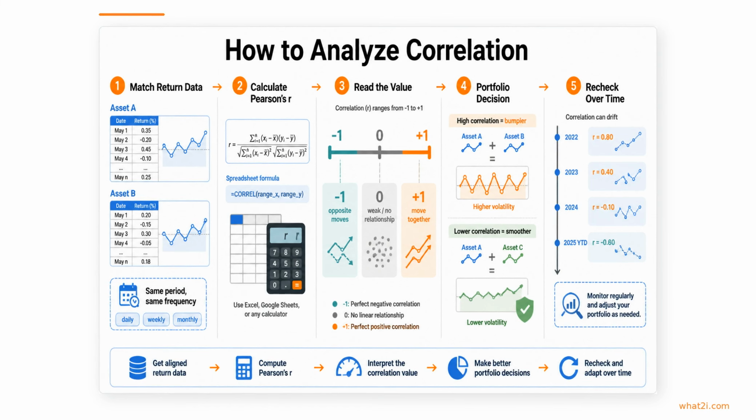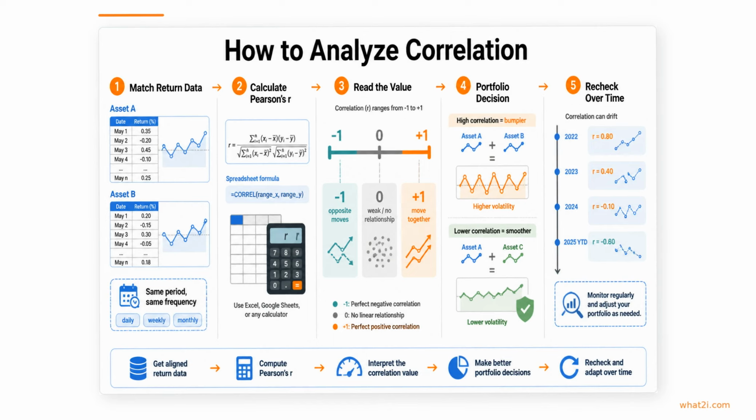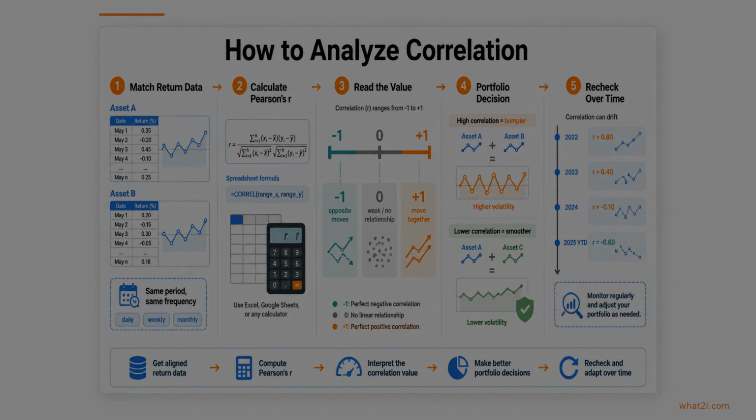After that, interpret whether the result is closer to +1, 0, or -1, and think about what that means for diversification. If your goal is to reduce volatility, less correlated assets are generally more useful. The final step is ongoing review, because correlations drift over time and can change meaningfully across different market regimes.